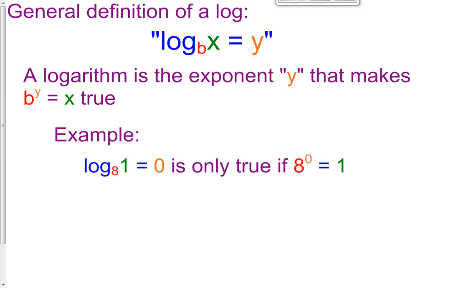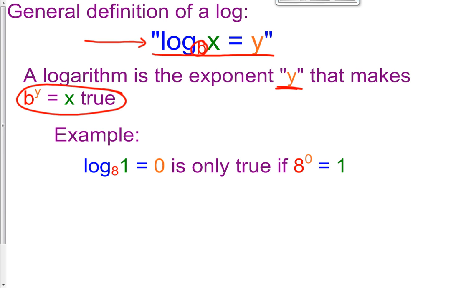So here we have the general definition of a log form. It's another way to write an exponent. So instead of writing an exponent, we're now going to have it in log form. So the base stays in the exact same spot. It's the log base b of x equals y. Y is that exponent, which I will talk about more in just a second. It makes this statement true: b raised to the y equals x. And then we write it in this logarithmic way.